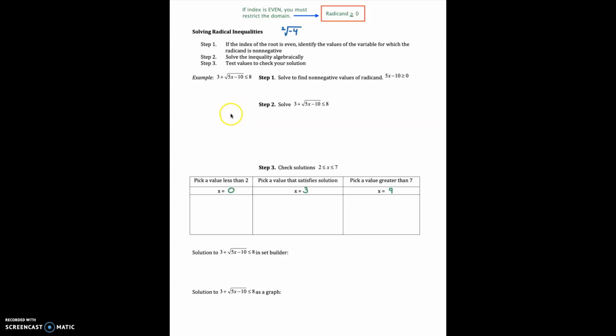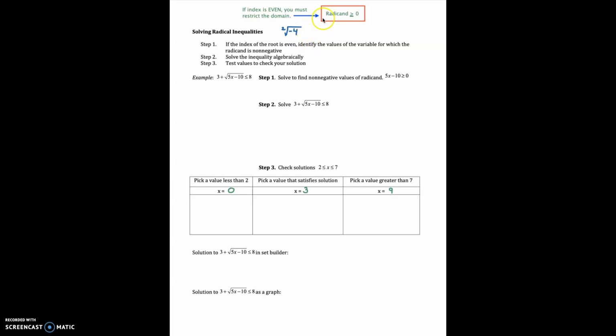So now we're on the second part of this section, and that is solving radical inequalities. The really important thing to first notice is that if you have an even index, so second root, fourth root, you have to make sure you restrict the domain here. So we don't want something like the square root of -4, because that is imaginary numbers. So we always have to restrict the domain if we have an even index.